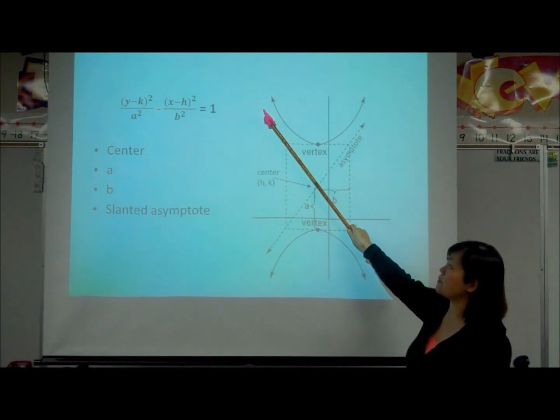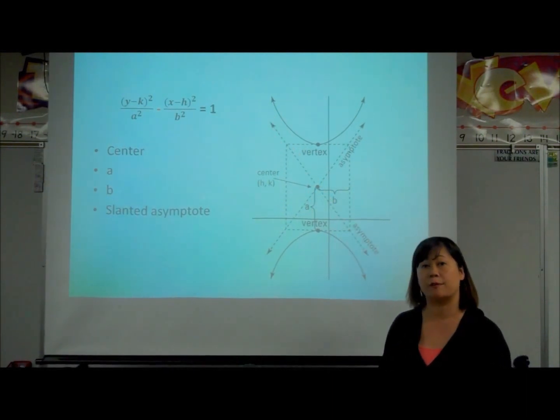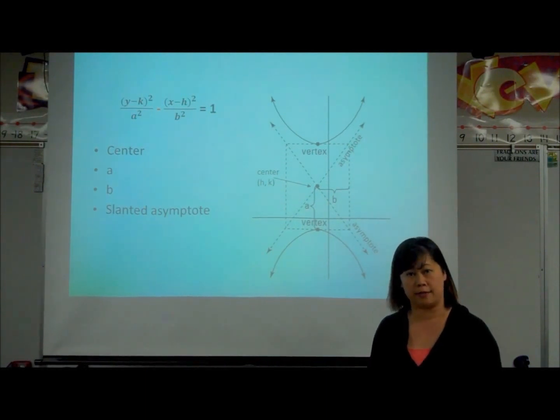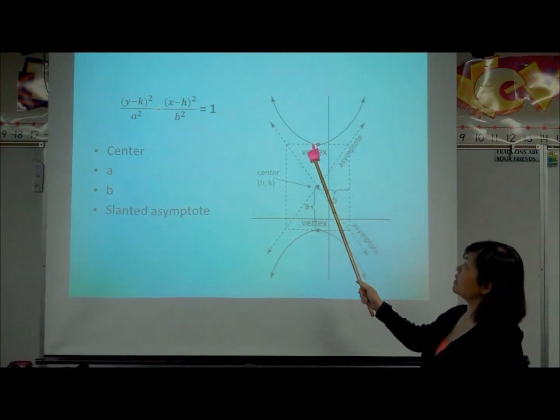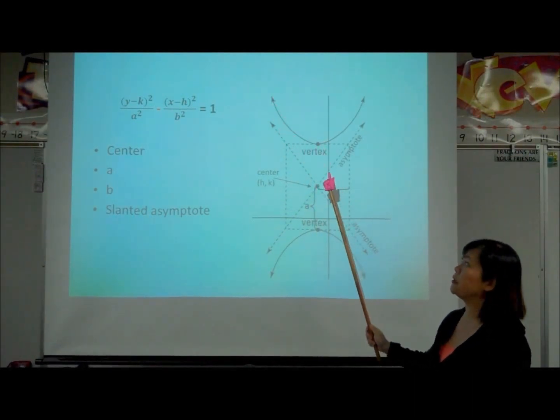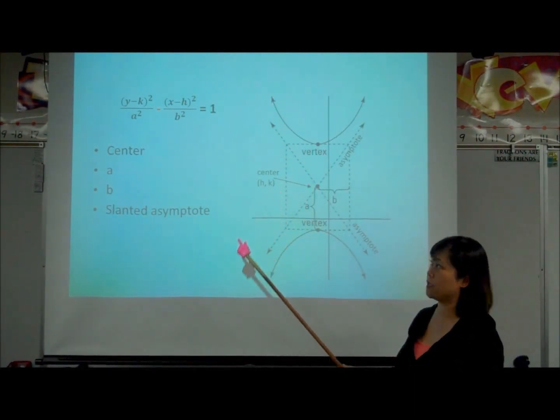Now the purpose of the slanted asymptote, as we learned back in chapter 2, was to help us guide our parabola or hyperbolas. So in this case, same thing, it's going to guide our hyperbolas, the width of the hyperbola of that. Okay? So please use those slanted asymptotes on that.